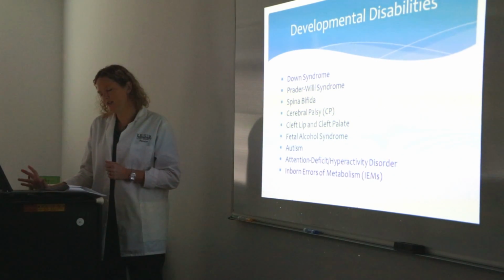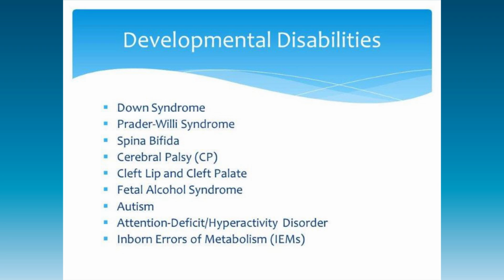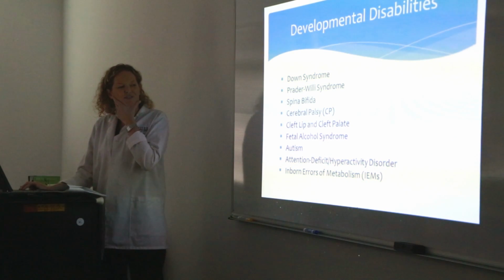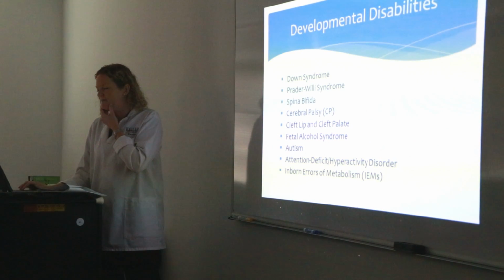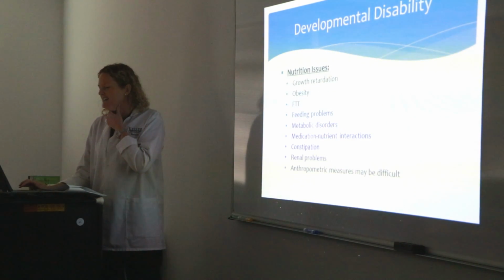Okay, so these are the ones I'm going to mention again briefly, just what they are and what the nutritional implications are, because I think these are the ones that you'll see more frequently, so they're more common, I guess. Down syndrome, Prader-Willi, spina bifida, cerebral palsy, cleft lip and cleft palate, which is a birth defect, fetal alcohol syndrome, autism, the autism spectrum disorders, ADHD, and then some of those genetic inborn errors of metabolism. I'm just going to mention a few of those.